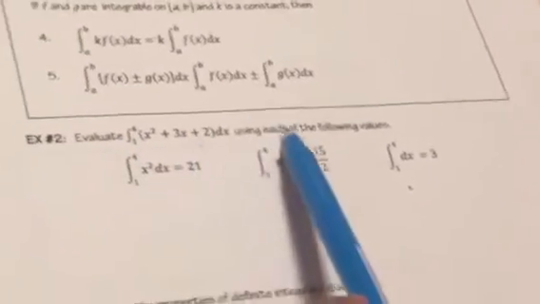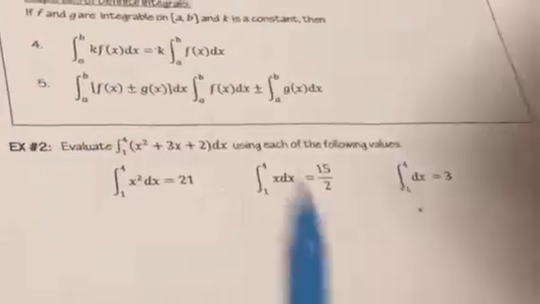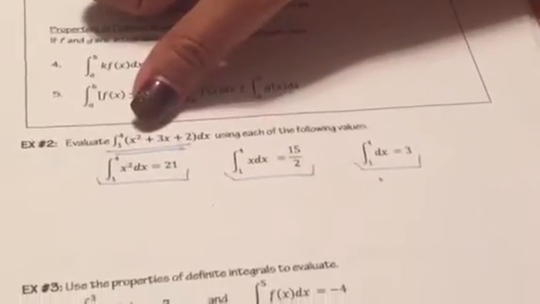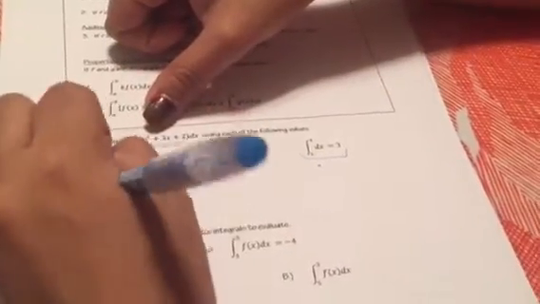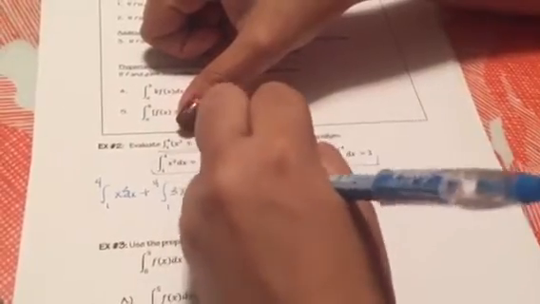Evaluate the given function using each of the following values. Here's our problem, and these are parts of the solution for that problem. Well, if we look at the problem itself, we can split it up into three integrals. Going from 1 to 4 of x squared plus the integral of 1 to 4 of 3x, make sure that you include dx on each of them, plus the integral of 2 dx from 1 to 4.